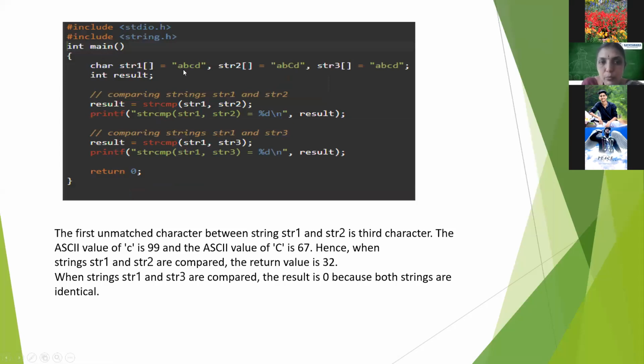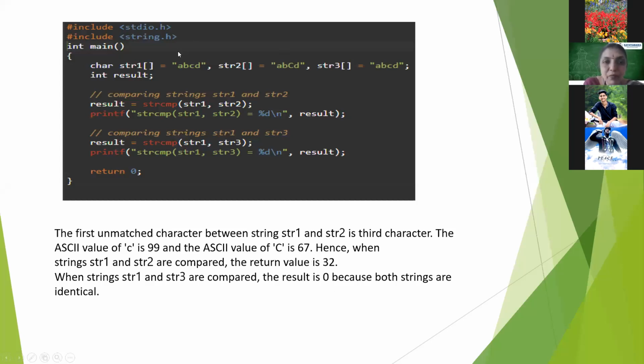String 1, I am assigning a, b, c, d to that string 1. And here I have made C a capital letter. So when I compare string 1 and string 2, for the lowercase letter, the ASCII value of c is 99. And for the uppercase letter, the ASCII value of C is 67. So this is the first non-matching pair, and it finds the difference between them. So 99 minus 67.